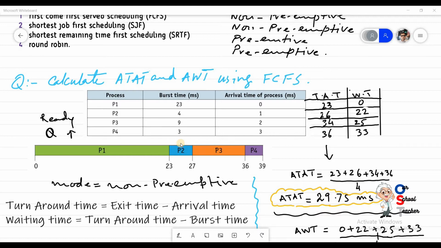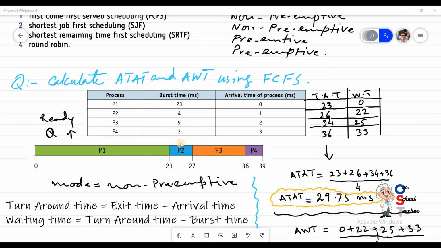I have copied this Gantt chart from your book because the algorithm is first come first serve basis, and you can see that process 1, process 2, process 3, process 4, there are 4 processes, and their burst times are 23 millisecond, 4 millisecond, 9 millisecond, 3 millisecond respectively. Similarly, for arrival time, the first process is coming at 0 millisecond time. Process 2 is coming on 1 millisecond time. Process 3 is coming on 2 millisecond time, and process 4 is coming at 3.